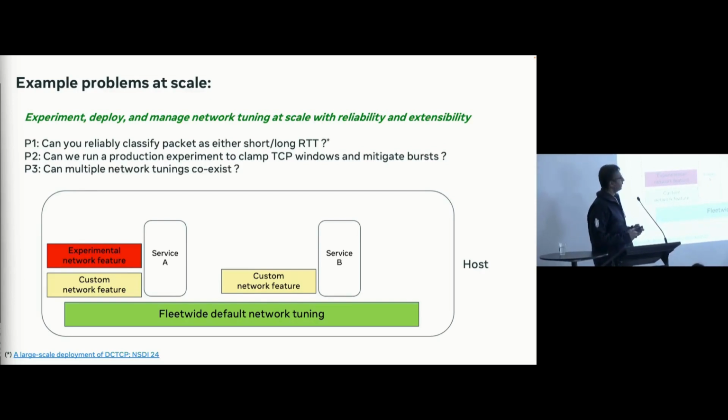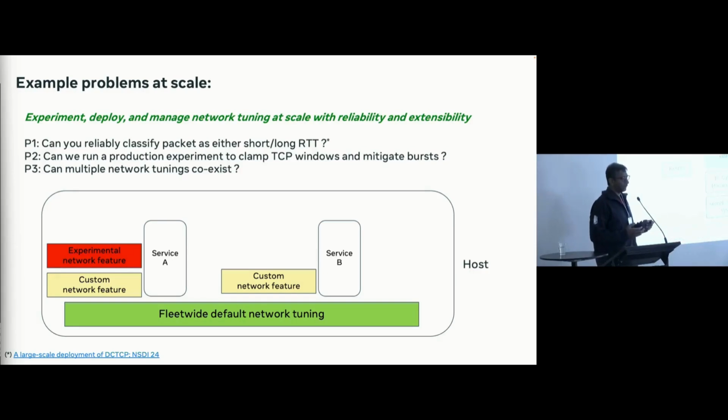Lastly, similar to this, you could have multiple tuning features that can coexist, even for the same service. Now, taking a step back, you have three kinds of things. You have features that are running across all the services at Meta. You have features that are custom tuned for some services. And lastly, you have experimental features that you want to quickly try out. So what you want is a platform that can give you high reliability and is also extensible. We saw a few problems.